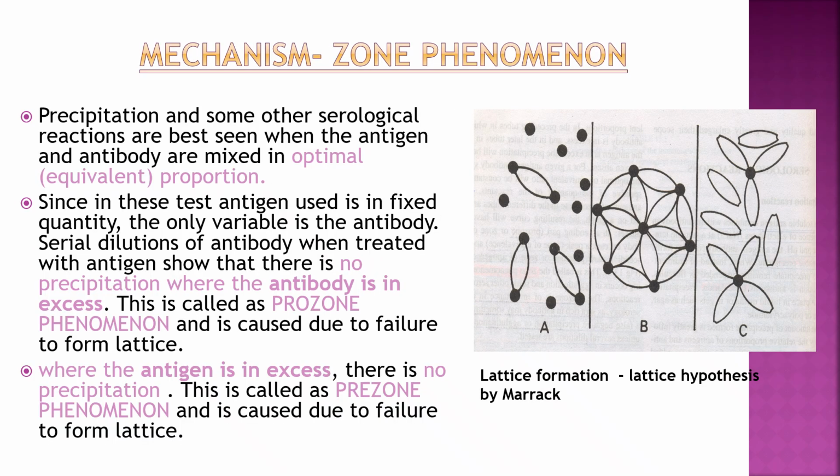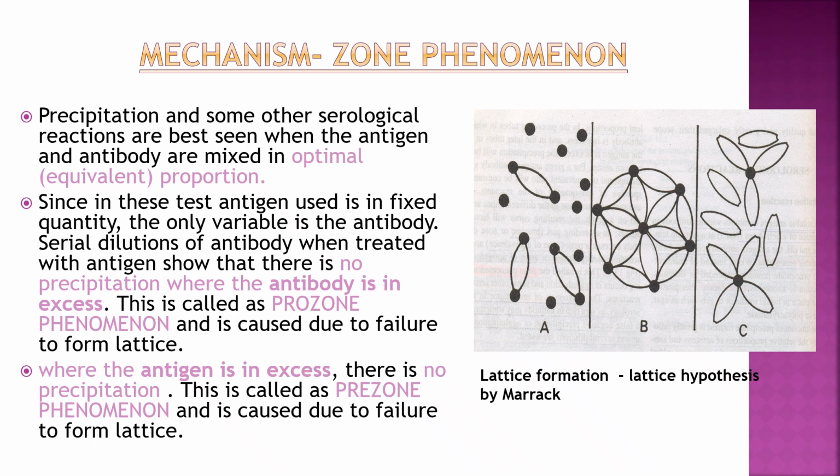The mechanism of precipitation is called the zone phenomenon. Precipitation and some other serological reactions are seen when antigen and antibody are mixed in an optimal or equivalent proportion. Since in this test the antigen used is in fixed quantity, the only variable is the antibody. So serial dilutions of antibody, when treated with antigen, show that there is no precipitation where the antibody is in excess. This is called the prozone phenomenon, and it is caused due to failure of the formation of the lattice.